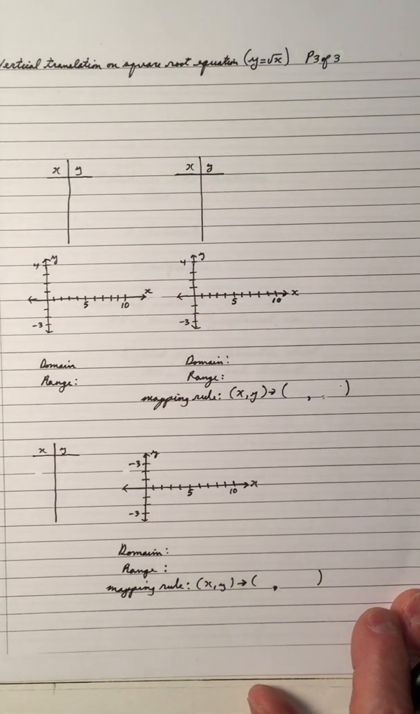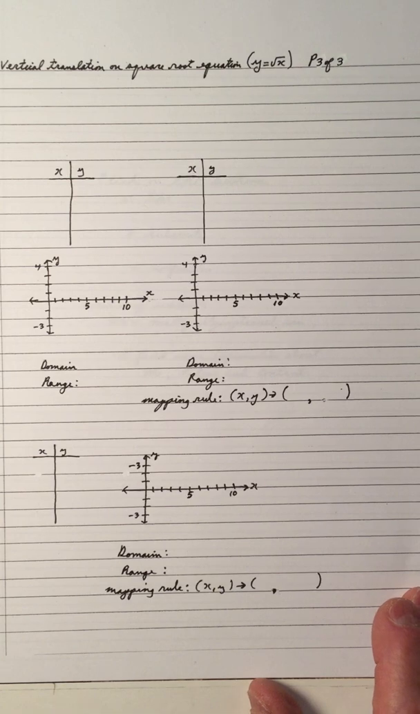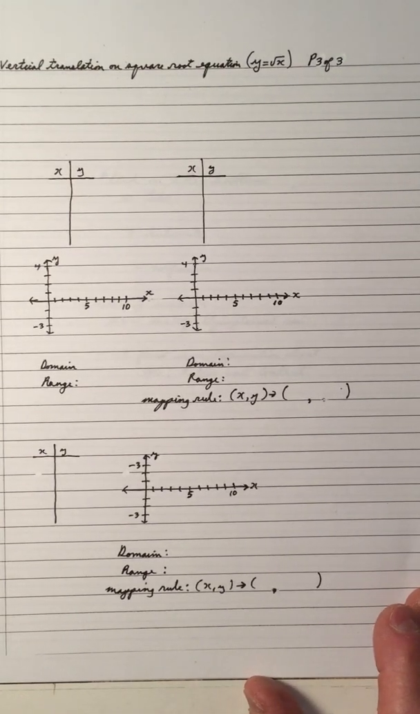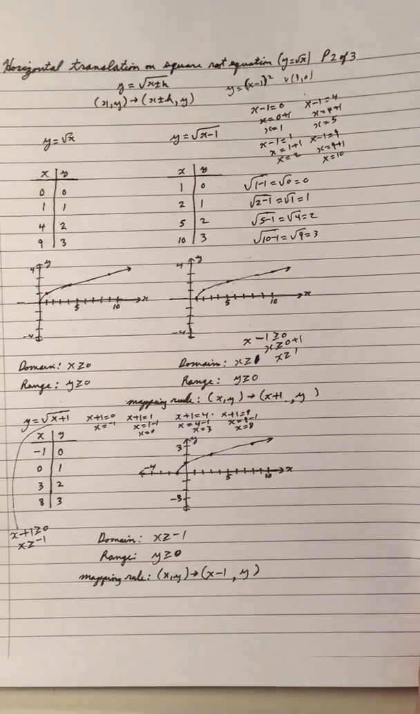And what about a vertical translation? That means it's moving up or down. Oh, sorry. Let's go back to what I just had, just for a second.